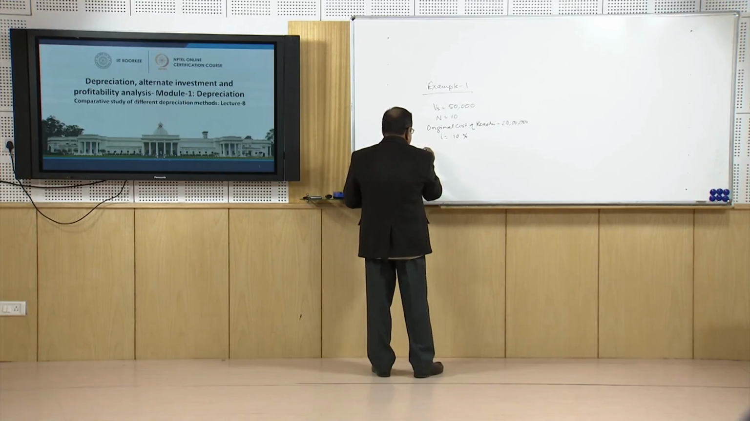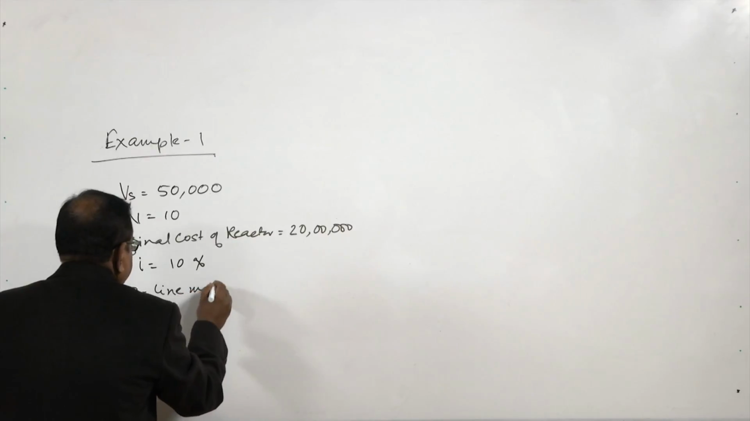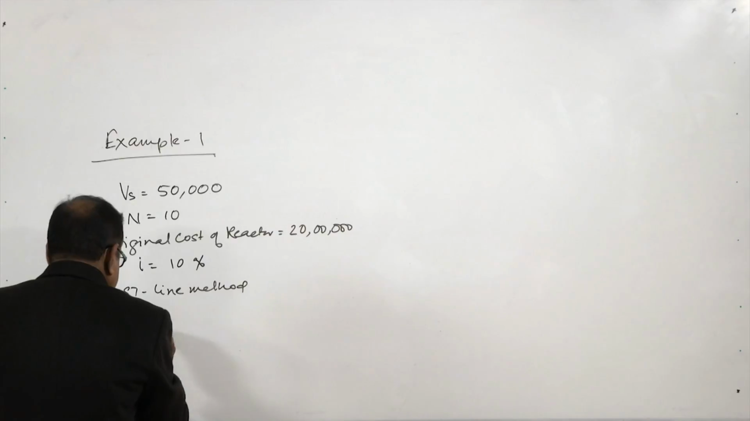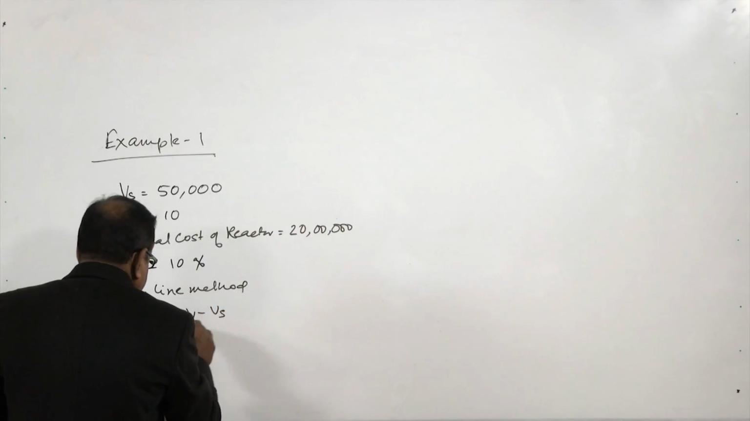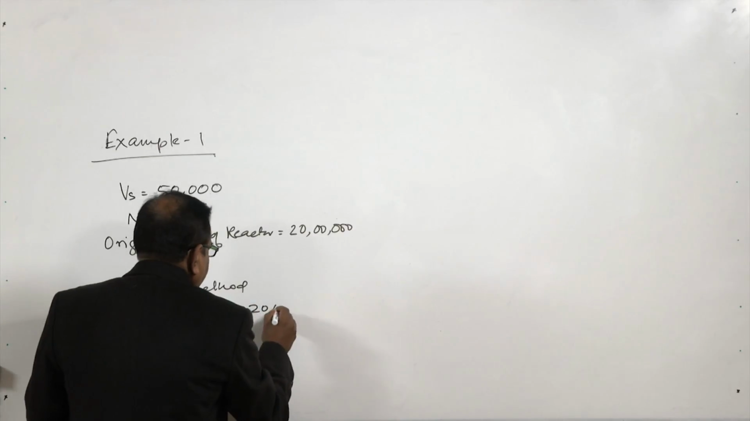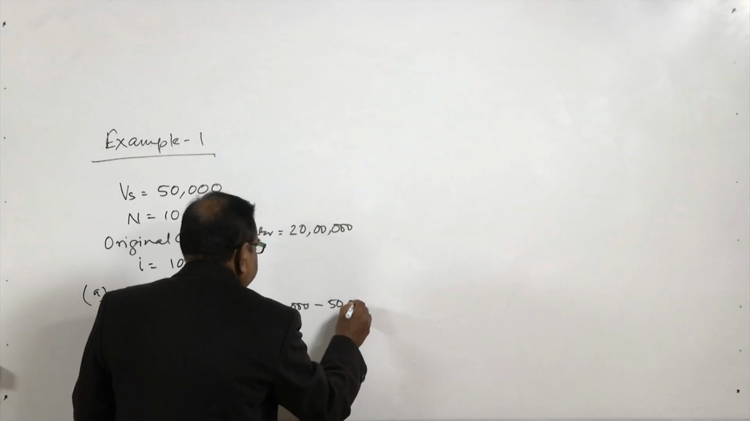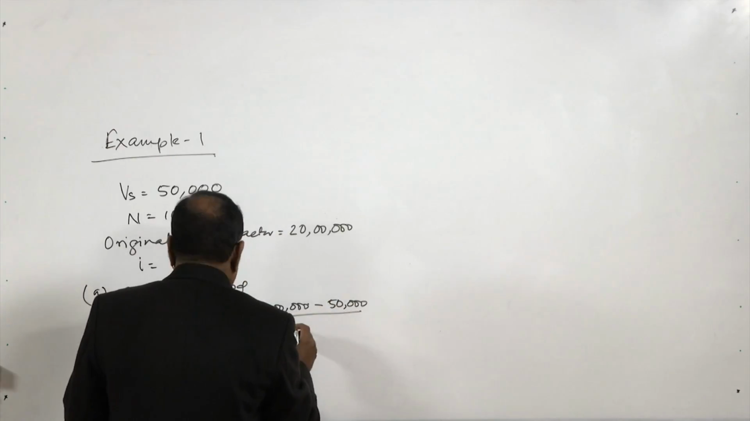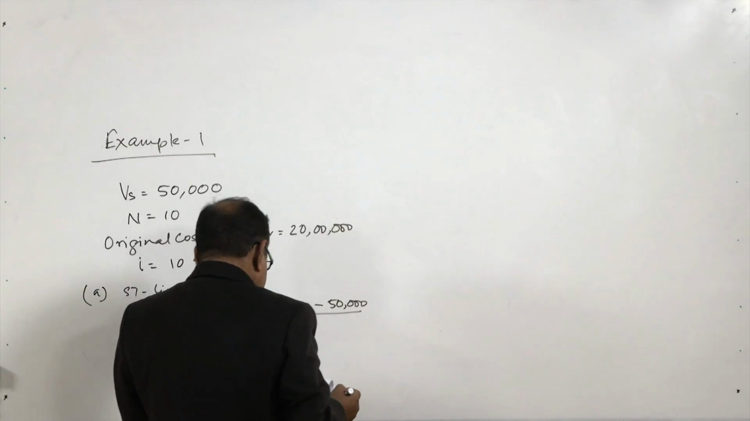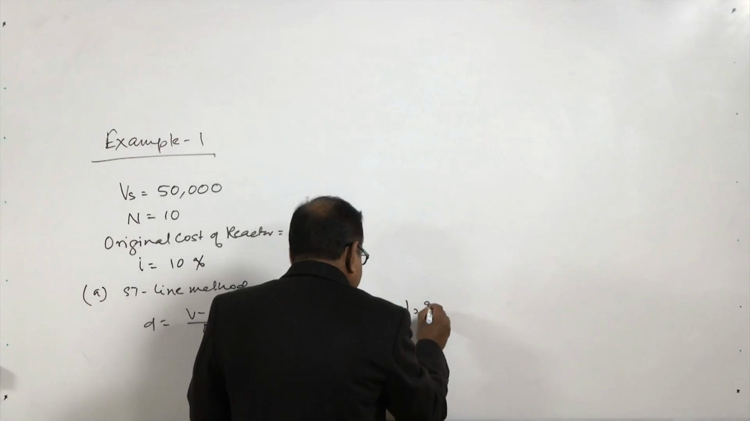Now part A, the straight line method. D is equal to (V minus Vs) divided by N, which is equal to (20 lakh minus 50,000) divided by 10. This comes to be rupees 1,95,000.